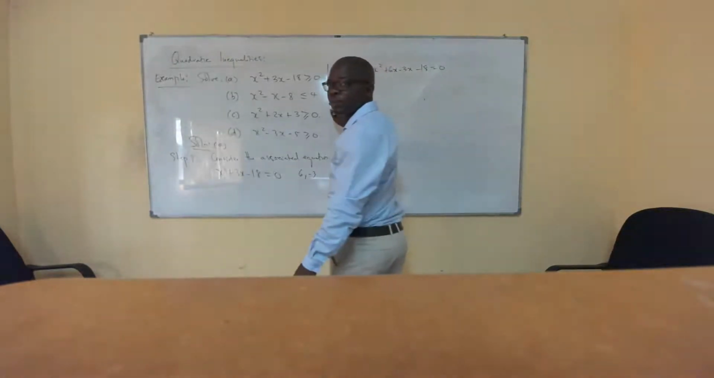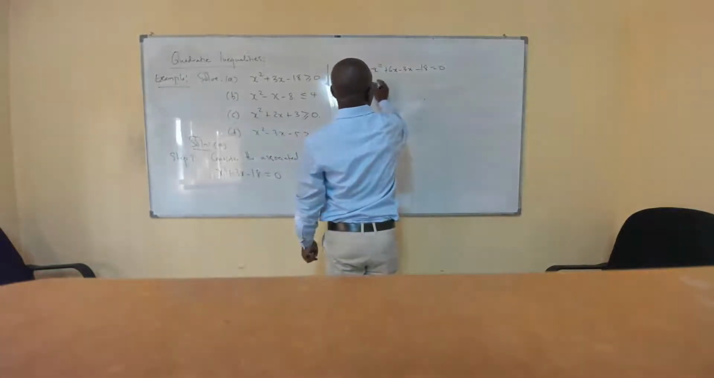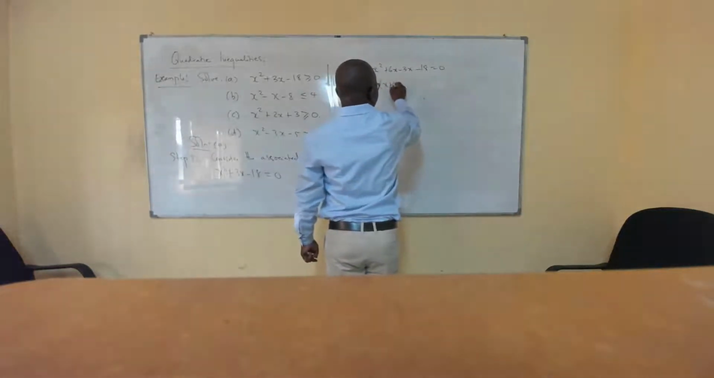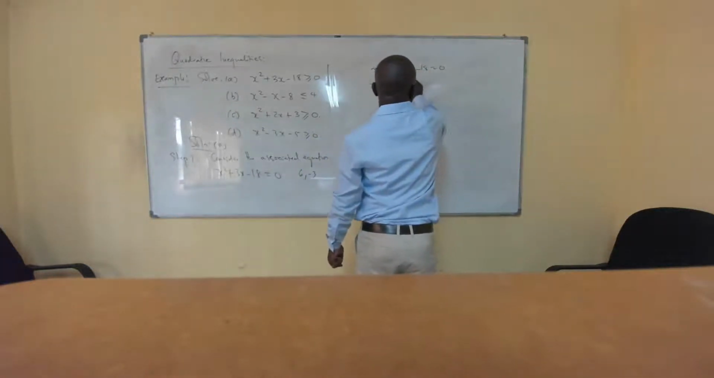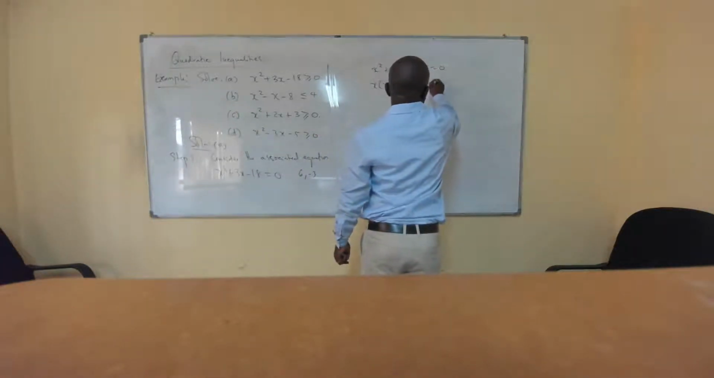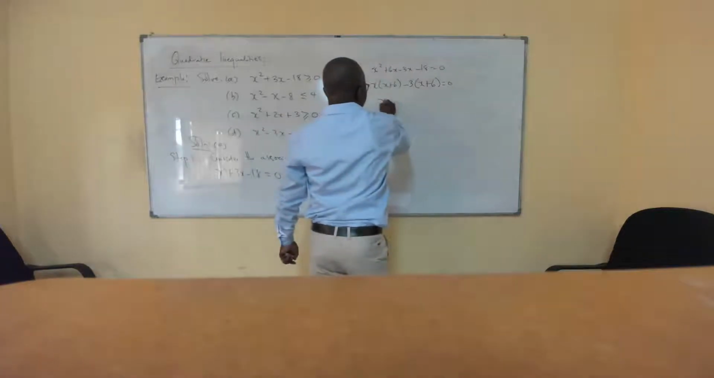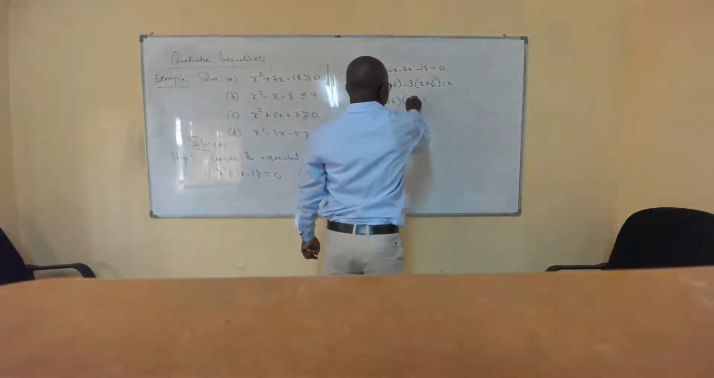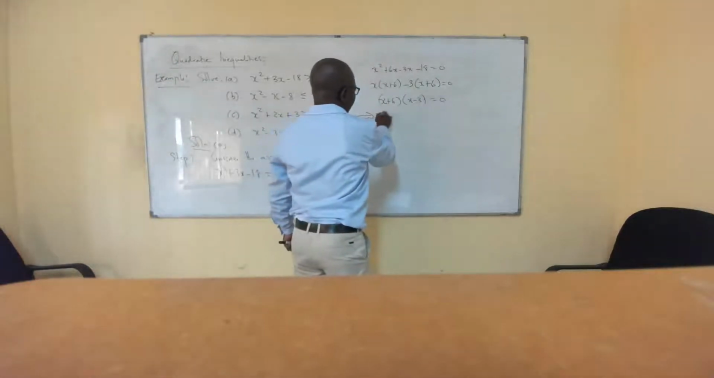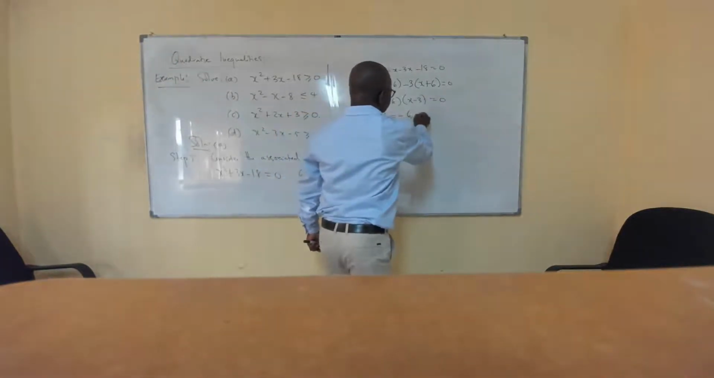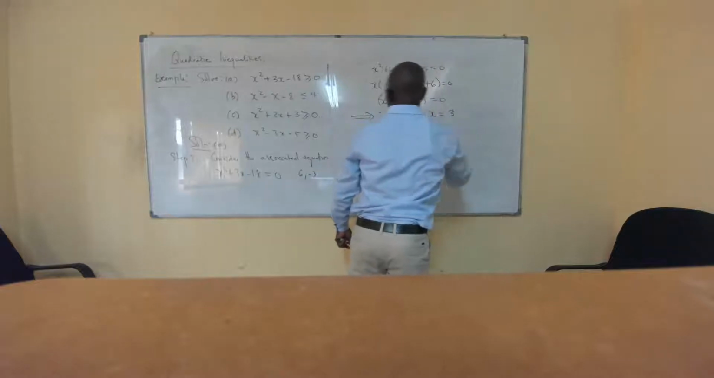So here we'll have x plus 6, minus 3, then x plus 6. So this will be (x plus 6)(x minus 3) equals 0, right? And when you solve this, it will give you x is minus 6 or x is 3.